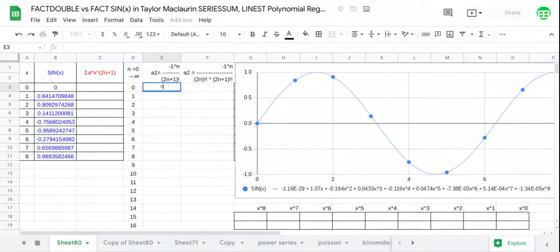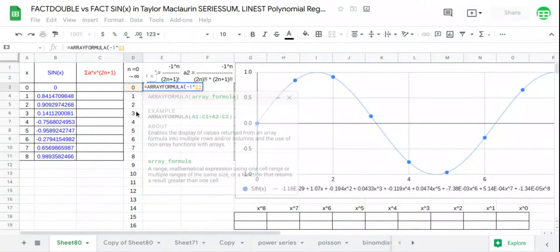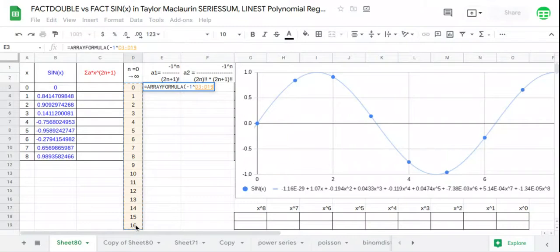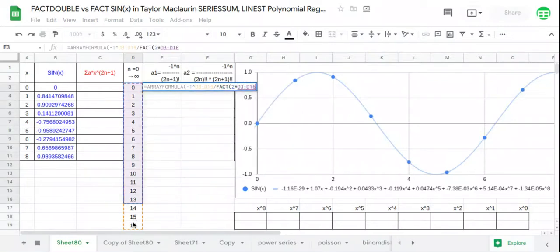Start with the factorial. So array formula, minus 1 raised to the power n divided by, that is factorial, 2 times n plus 1.